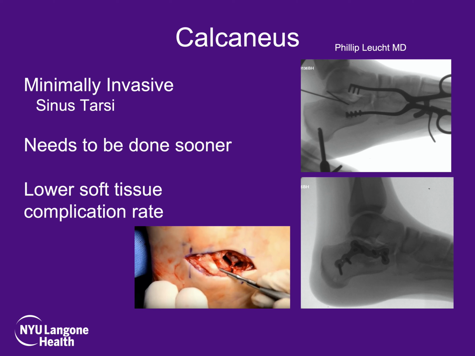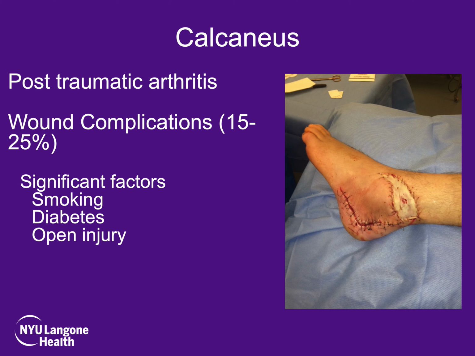Newer approaches, including the minimally invasive sinus tarsi approach, allow for a direct view of the articular surface and indirect reduction of the extra-articular portions of the calcaneus. Early reports have demonstrated lower soft tissue complication rates. The biggest complications with the treatment of calcaneus fractures are post-traumatic arthritis and wound complications in 15 to 25%. Risk factors for wound complications in these patients include cigarette smoking, diabetes, and open injury.